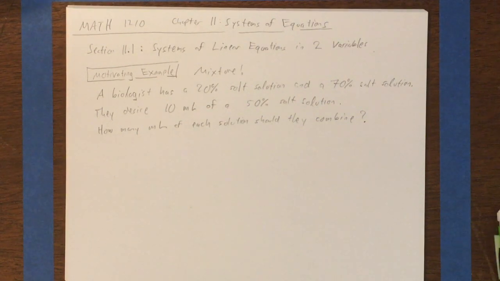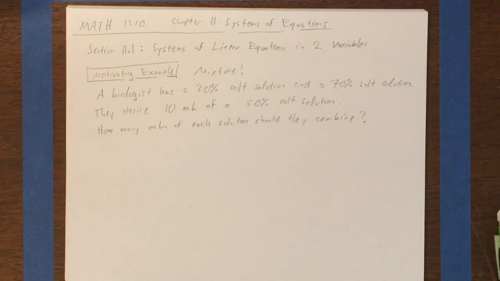So we're going to start this off with a motivating example, which is a mixture problem. Many of you have probably done mixture problems in your previous math classes. So here's the problem. A biologist has a 20% salt solution and a 70% salt solution. As I was writing this, I realized that's probably unrealistic because water can only hold so much salt, and pretty sure you can't have salt water which is 70% salt. But just go with it, all right? The numbers don't really matter so much as the idea.